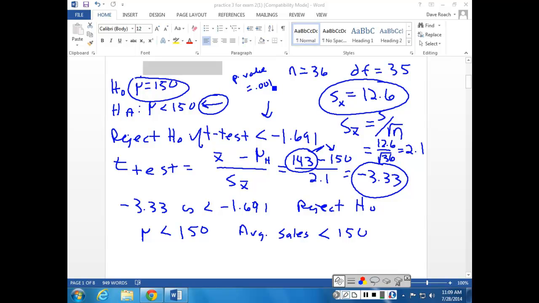Kind of afraid to hit pause right now and think I'll lose it. Does anybody have any questions to this point?